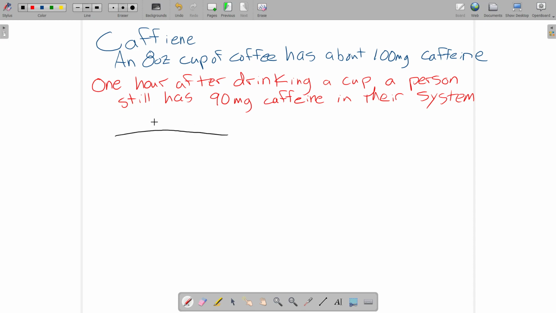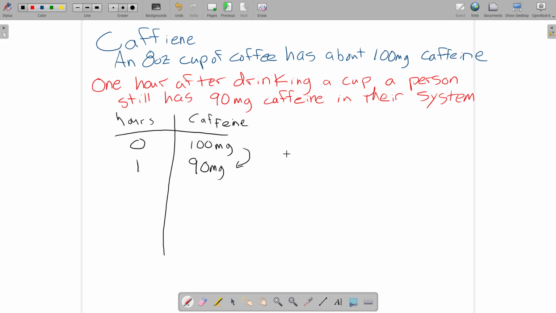So if we take a look at hours versus caffeine. Let's call it 0 hours when we consume the coffee. We have 100 milligrams in our system. And then 1 hour later, we have about 90 milligrams in the system. And so to get from here to here, there's a couple of ways I could think about it. I could look at it in terms of the absolute change.